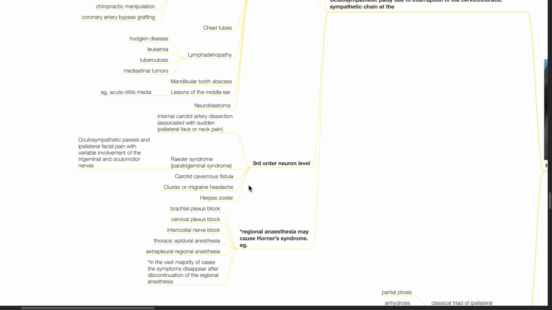Regional anesthesia may cause Horner syndrome, such as that caused by brachial plexus block, cervical plexus block, intercostal nerve block, thoracic epidural anesthesia, and extrapleural regional anesthesia. In the vast majority of cases, the symptoms disappear after discontinuation of the regional anesthesia.